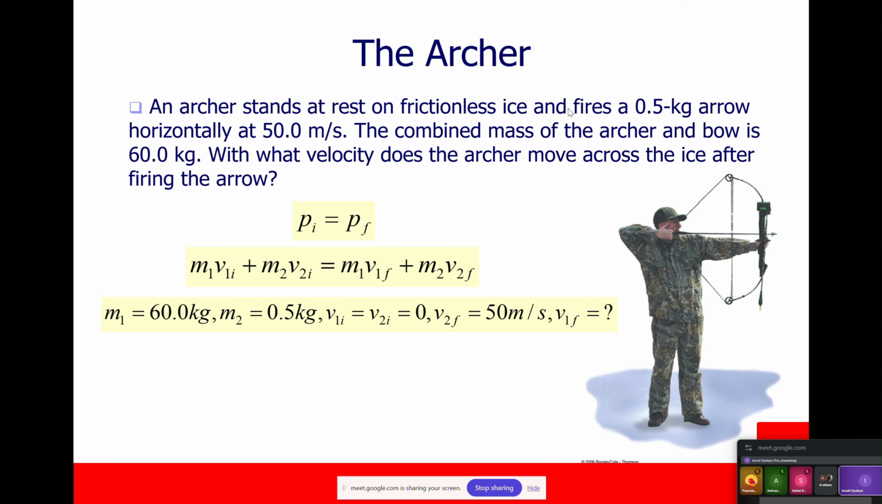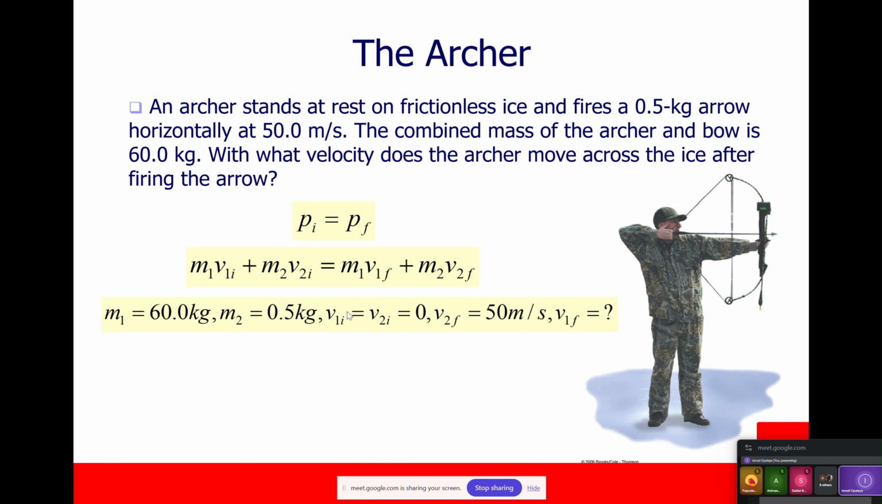Here we label M1 as 60 kilograms, and that M1 is the combined mass of the archer and the bow. Okay, and M2 is 0.5 kilogram, which is the arrow itself. The arrow is what we are, of course, firing forward, and then the archer and the bow have their own mass of 60 kilograms.